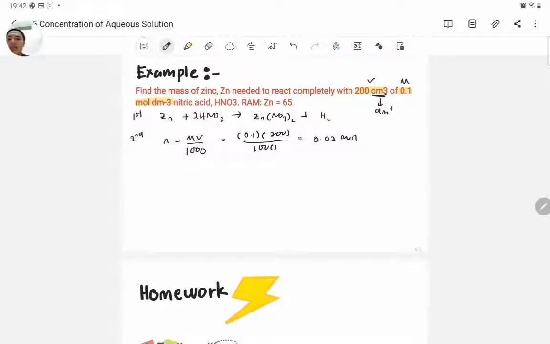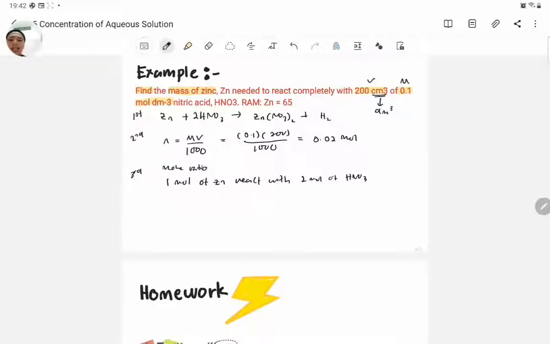So 200 centimeter cube and 0.1 mole dm cube refer to the quantity for the nitric acid. The third step is we do the mole ratio, because we need to find the mass of zinc needed. So we want to find the number of mole of zinc. The mole ratio is between zinc and nitric acid. We take it from the chemical equation first: 1 mole of zinc reacts with 2 mole of nitric acid.